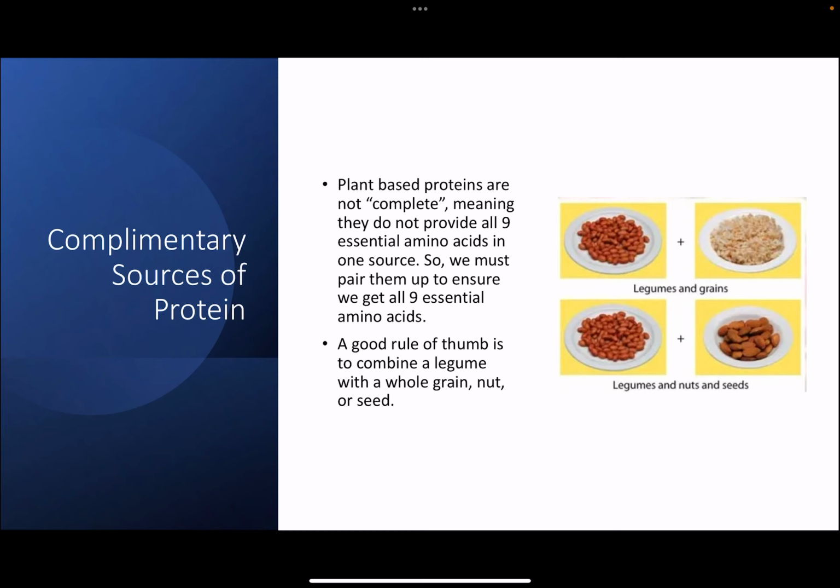Complementary sources of protein refer to plant-based proteins, because no single plant-based source of protein provides all 9 essential amino acids. Soy provides all 9 essential amino acids, but not in the proper ratios, as well as quinoa. But you still should try to combine them to form a better complementary source of protein and ensure that you're getting the right ratios of all 9 essential amino acids. A good rule of thumb is to combine a legume with a whole grain, nut, or seed. That will help ensure that you're getting all 9 essential amino acids.